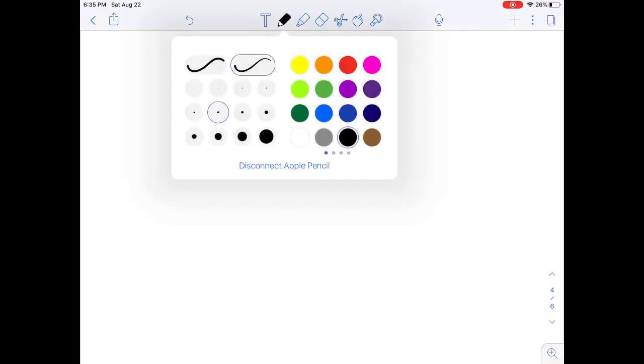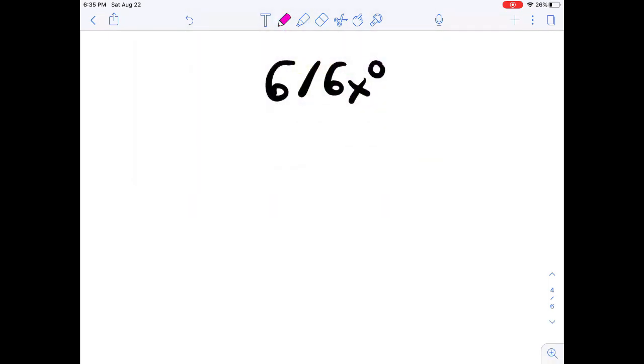And another name for this kind of monomial is a constant, when it's just the number by itself.